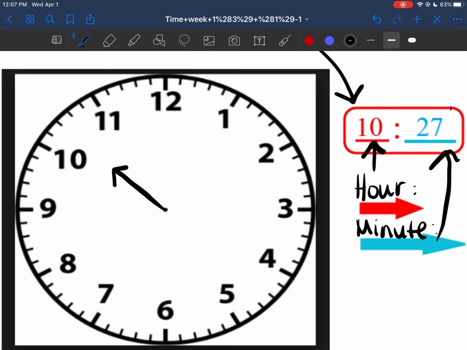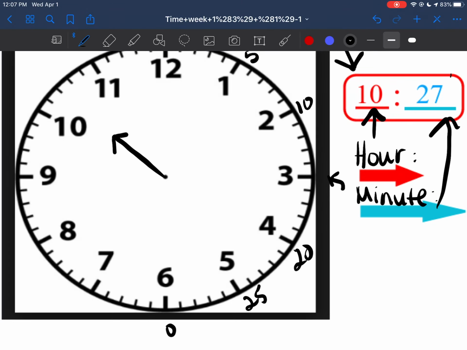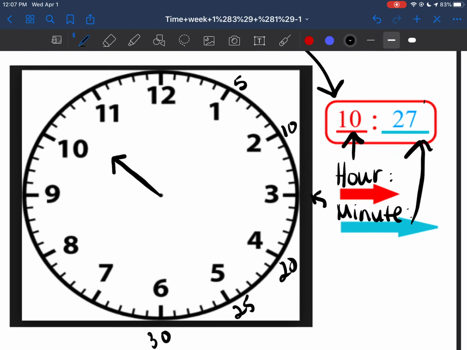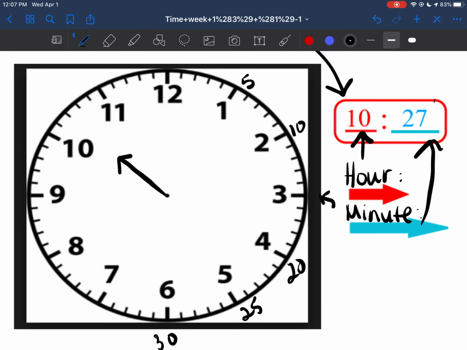The first thing I'm going to do is label my clock by 5. So 5, 10, 15, 20, 25, and 30. And I'm going to pause here because I know my time is 27 minutes. Now, where does 27 actually land on this clock? Well, remember that the tick marks in between represent 1 minute. So 1, 2, 3, 4, 5, 6, 7, 8, 9, 10, 11, 12, and so on. We could keep going until we reach 27.